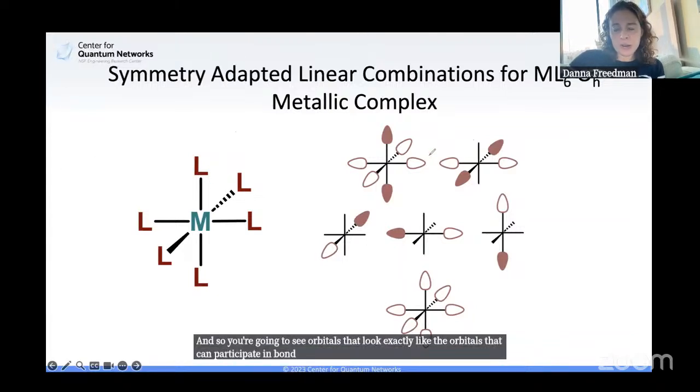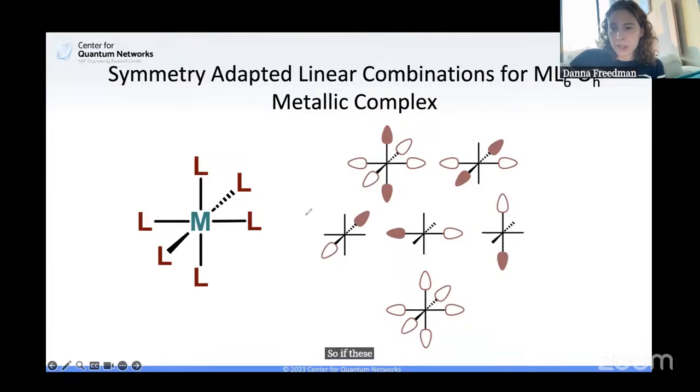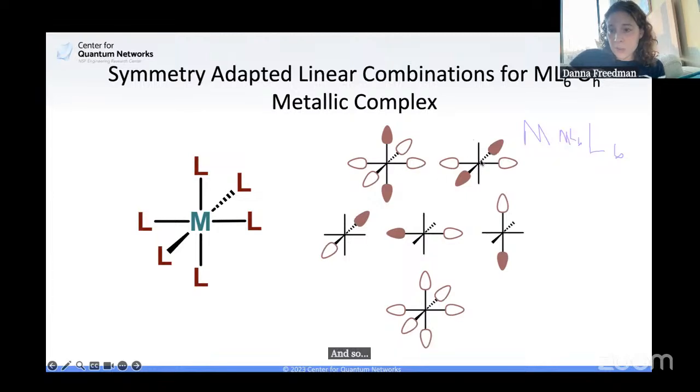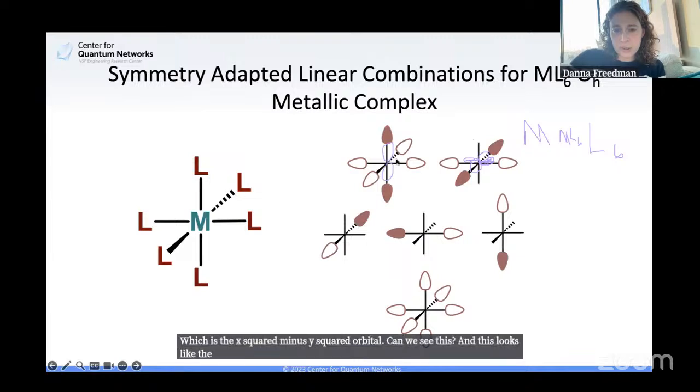So what do I mean here? If these are our symmetry adapted linear combinations, which come from our set of 6 ligands, which we denote L6, we have our metal-based orbitals, and then in the middle of our diagram, we have ML6, metal with 6 ligands. This probably looks like an atomic orbital that we just saw, which is the x squared minus y squared orbital. Can we see this? And this looks like the dz squared orbital in its own way.